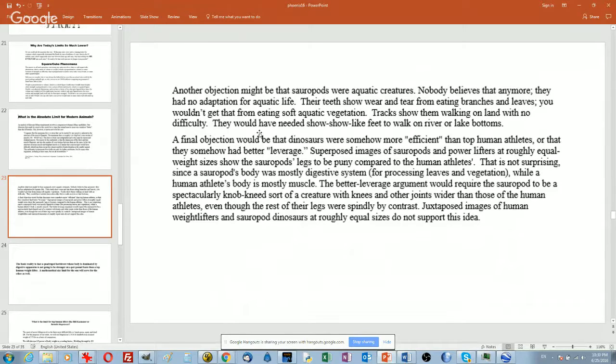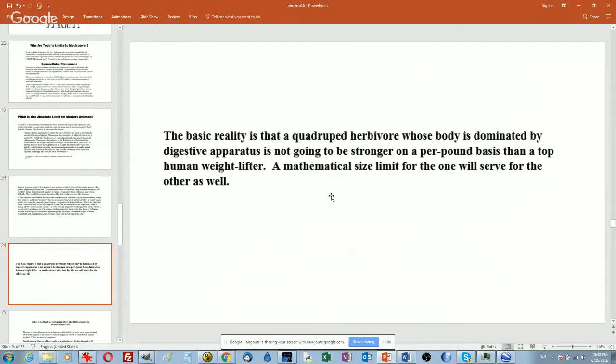You might get a final objection that dinosaurs were somehow more efficient than top human athletes. They somehow had better leverage, but superimposed images don't show any reason for believing that. They would have had to be knob-kneed creatures in order for that to be the case, and that just isn't there. The basic reality is that a quadruped herbivore whose body is dominated by digestive apparatus is not going to be stronger on a per pound basis than a top human weightlifter. The mathematical size limit for the one will serve for the other as well.